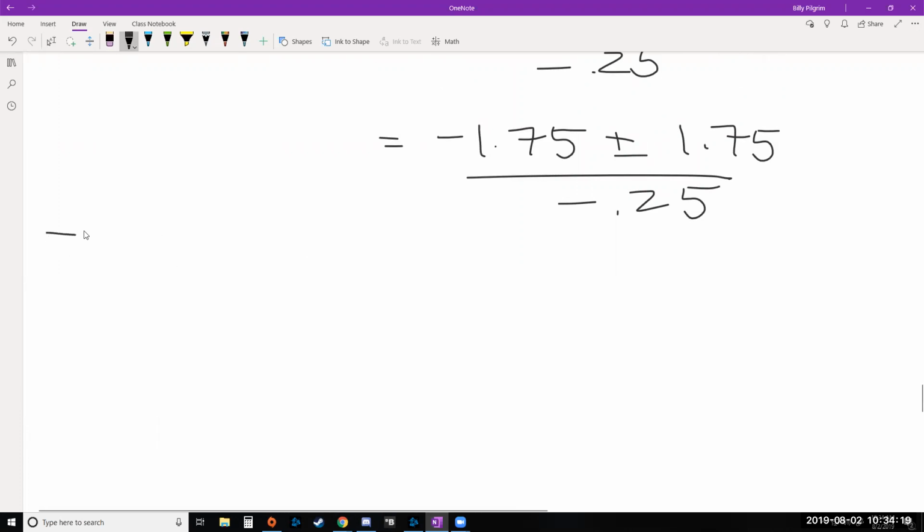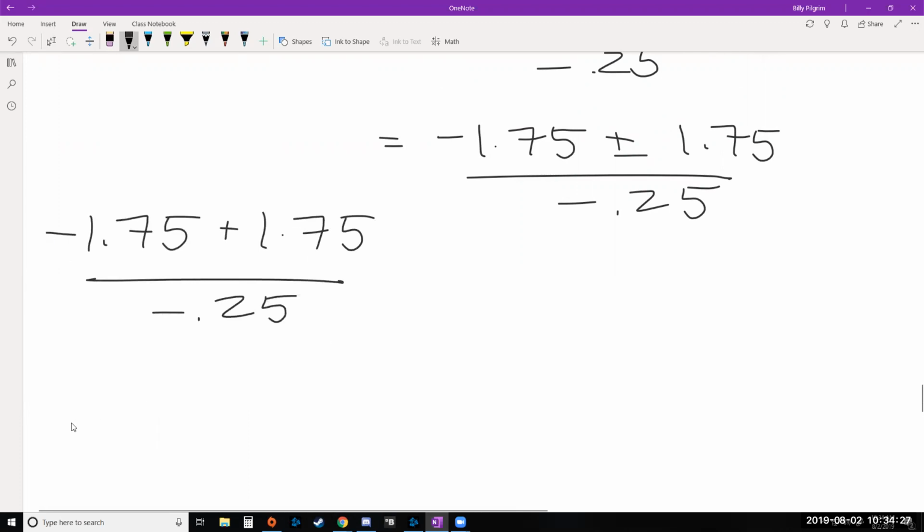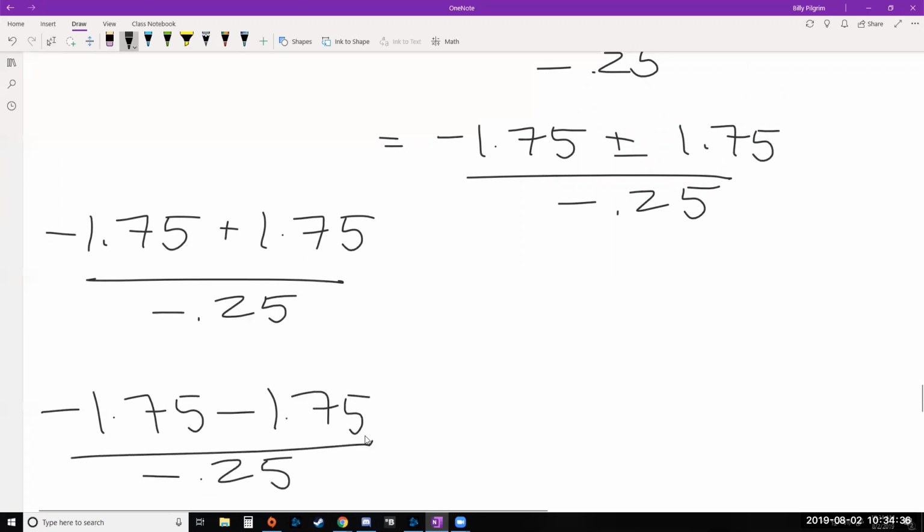Here's our plus case, negative 1.75 plus 1.75 over negative 0.25. One of our answers. The other one will be negative 1.75 minus 1.75 over negative 0.25. This answer, we have the negative plus the positive version, same number. This answer is going to be 0, right? 0 on top over negative 0.25. 0 over anything is just 0. So one of our answers is 0, which is interesting. Our other answer, let's see, we add these together, we get negative 3.5 divided by negative 0.25.